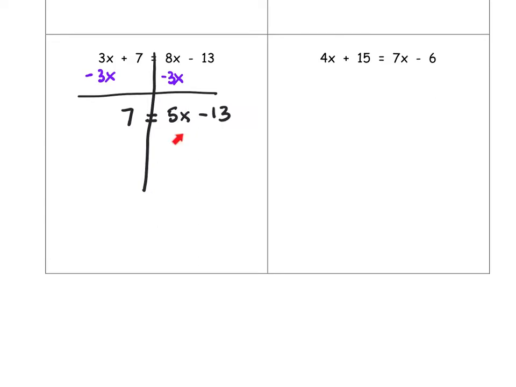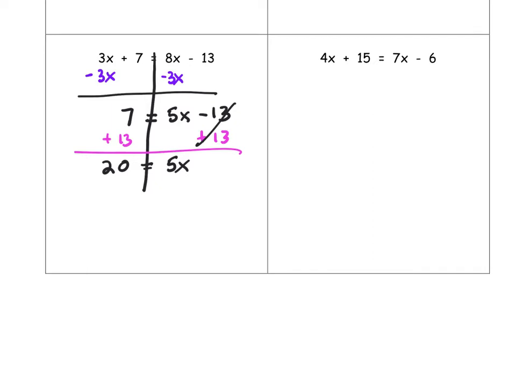This time, the x ends up on the right side of the equation, so I'm going to start on this side by eliminating the constant. I'm going to add 13 to both sides, and what we have left over is 20 on the left side and 5x on the right side because we've eliminated our constant of minus 13.